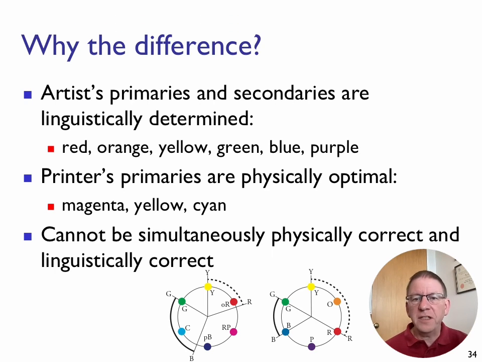There's no reason why the physically optimal primaries should be the same as the linguistically determined primaries. The physically correct primaries are magenta, which sits somewhere between the linguistic red, pink and purple, yellow, which is pretty much a linguistic primary, and cyan, which sits somewhere between green and blue. You cannot be simultaneously physically correct and linguistically correct, and therefore that is why the two colour wheels are different. One is based on physics, one is based on how the human brain is programmed to think about colour by our English-speaking culture. And it is not just English. All Western European languages pretty much agree on the division of colour space and the location of the best, most typical versions of each of the 11 basic colour terms.